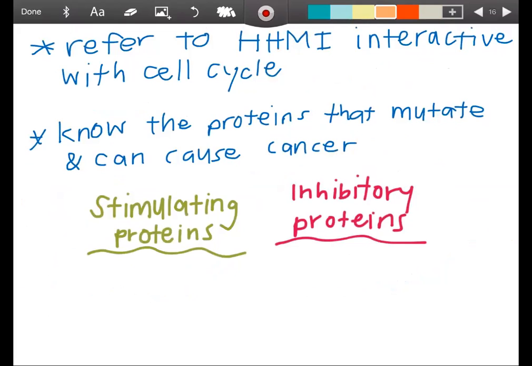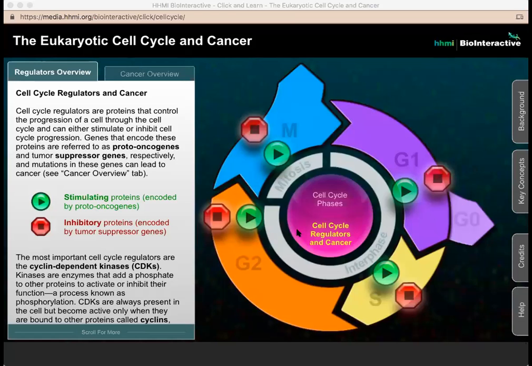So included in Module 6, there was an interactive that was provided, and this is with Howard Hughes Medical Institute. And I'm actually going to share this interactive if you haven't already checked it out. Essentially, this is showing you the different phases of the cell cycle. So of course, we have our interphase, which I said before includes the G1 phase, the S phase, and the G2 phase. And then we have the M phase where mitosis is going to occur.